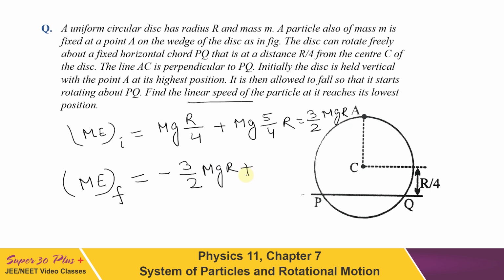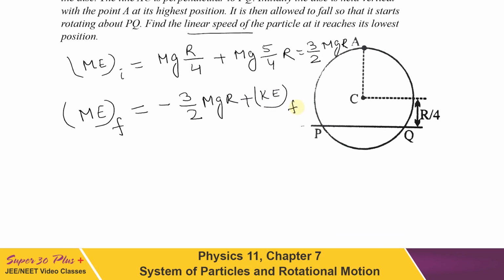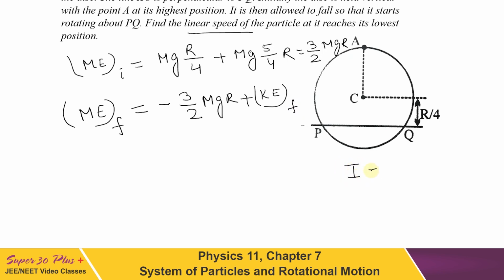But this time we have to write kinetic energy as well. So let us first write the final kinetic energy for the system. First calculate the moment of inertia. Once we know the moment of inertia, directly we can write half I omega square. For the disk, I should be m r square by 4 about the diameter, and then I am applying the parallel axis theorem, so it should be m and square of r by 4. This is the moment of inertia for the disk.